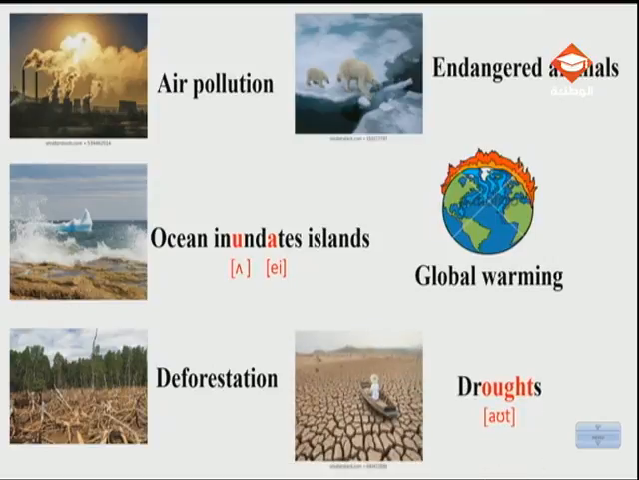And the last one, it was correct. Droughts. This is when there is no rainfall for a long time, or maybe there is no water available in a certain area, and then the land becomes dry. And when the land becomes dry, nothing can grow.